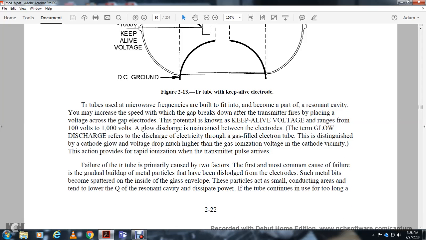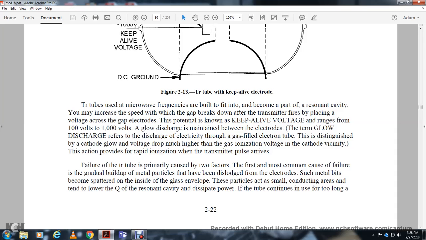Alright, the transmit-receive tube: the microwave frequency builds up, and the tube becomes part of the resonant cavity, increasing the speed across the gap and breaking down with the transmitter pulse. The voltage covers the gap, with the electrode potential keeping a live voltage from 100 volts to 1000 volts with the glow.